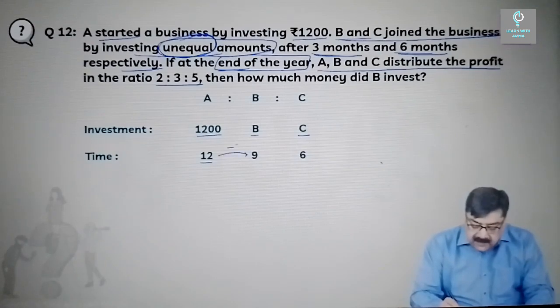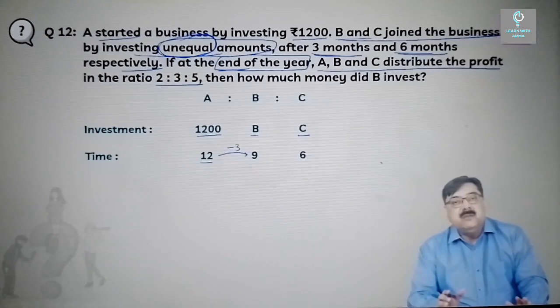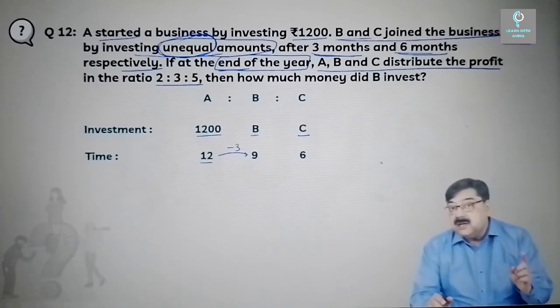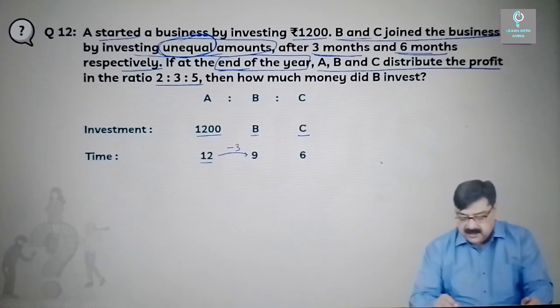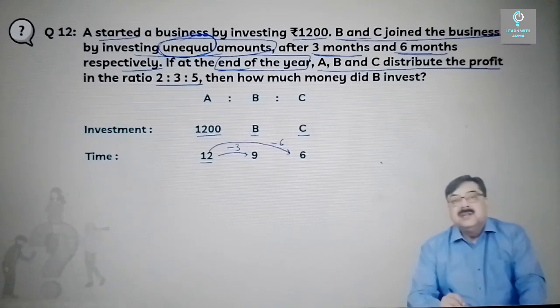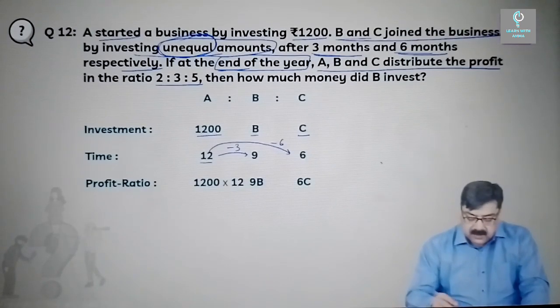And B joined after 3 months, so 12 minus 3, 9 months. It's the duration for which B's investment stayed in the business. And C joined after 6 months. It is not 6 months later than B, alright? It is 6 months later. So 12 minus 6, C's investment stayed in the business for 6 months. So this is what we have, 1,200 into 12, B into 9 and C into 6.